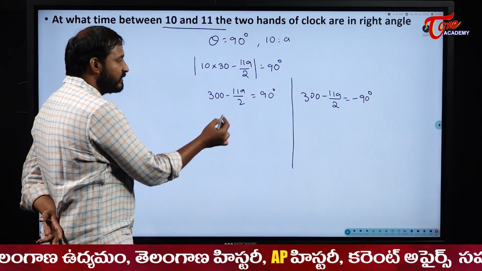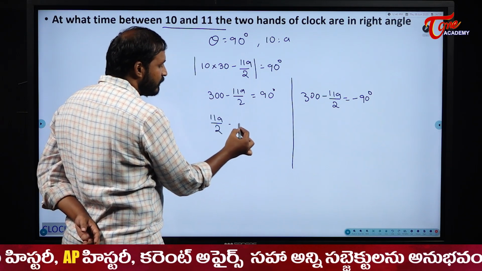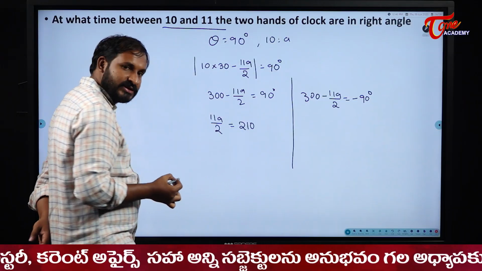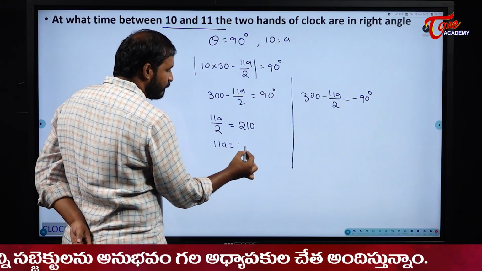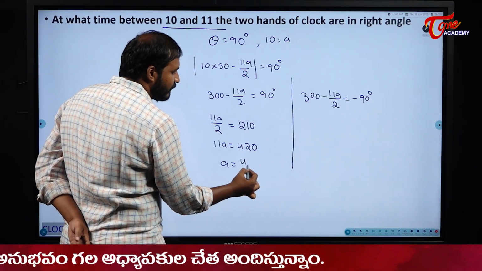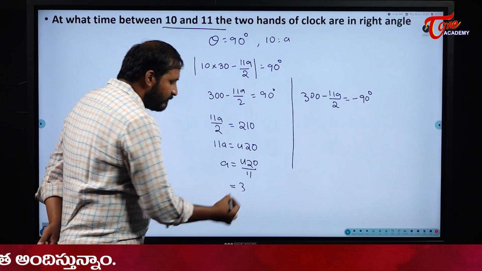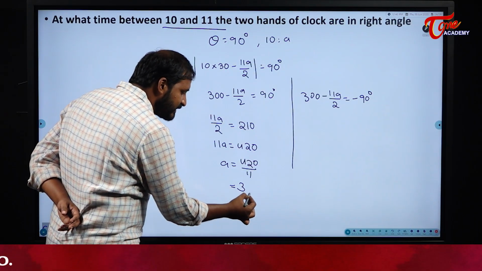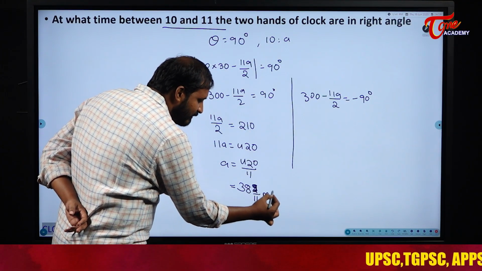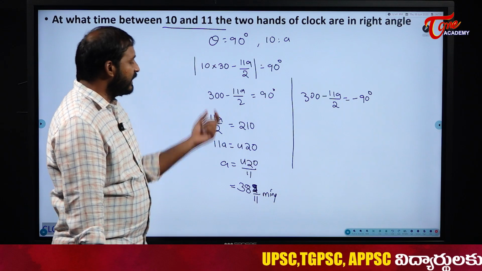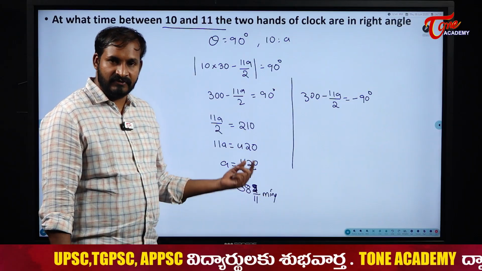Okay, so now what happens here, students? When I send 11A by 2 to that side and 90 to this side, it will become 11A by 2 is equal to 210. 11A by 2 value is between 0 and 360 degrees, fine, no need to disturb anything. So what happens to my 11A here? 420. So A value will become what here? 420 by 11. So 11 3s are 33. I will be left with 9 and 0. 90 means 11 8s are 88. So I will be left with 2. So 38 2 by 11 minutes. That means at 10:38 2 by 11 minutes, the two hands of the clock will be at 90 degrees, or in right angles.